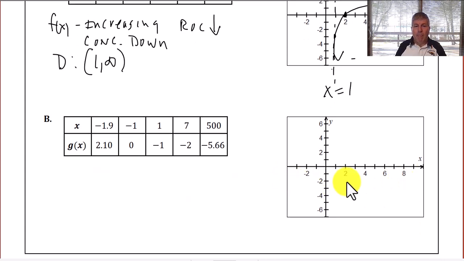In B, we'll graph the easy ones again. So we have negative 1 on the x, 0 on the y, 1 on the x, negative 1 on the y, 7 on the x, negative 2 on the y, 500 on the x, negative 5 point something, 5.66, and then negative 1.9 and 2.10. So it appears we have a vertical asymptote at x equals negative 2.